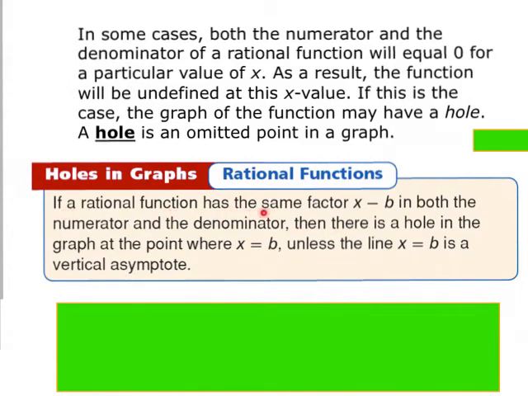If a rational function has the same x minus b in both the numerator and the denominator, then there's going to be a hole in the graph at x equals b. Remember, as we were simplifying these, we factored the top, factored the bottom, then divided out what was common to the top and the bottom. Those values that you divided out, if you set them equal to 0 and solve, those are the holes. The only time that's not going to be the case is when x equals b happens to be your vertical asymptote.